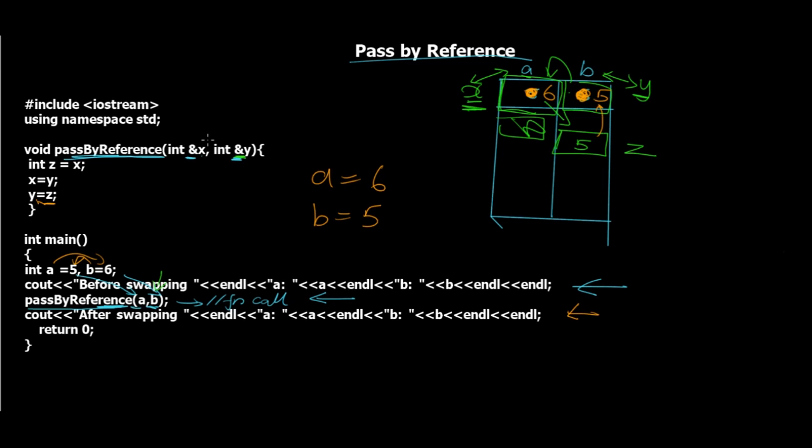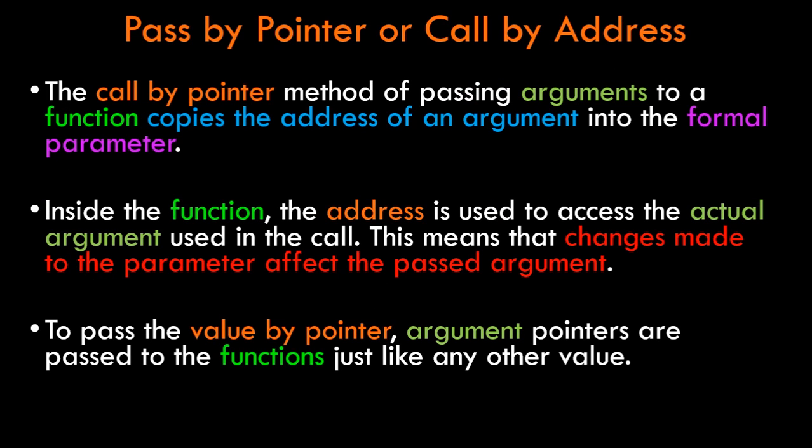So now let's move on to the last type, that is the pass by address methodology. Pass by address, pass by pointer, call by address, or call by pointer are one and the same thing. Let me just read out the theory. The call by pointer method of passing arguments to a function copies the address of an argument into the formal parameters. Now inside the function, the address is used to access the actual arguments used in the call. This means that changes made to the parameters affect the passed arguments. And to pass the value by pointer, argument pointers are passed to the function just like any other value.